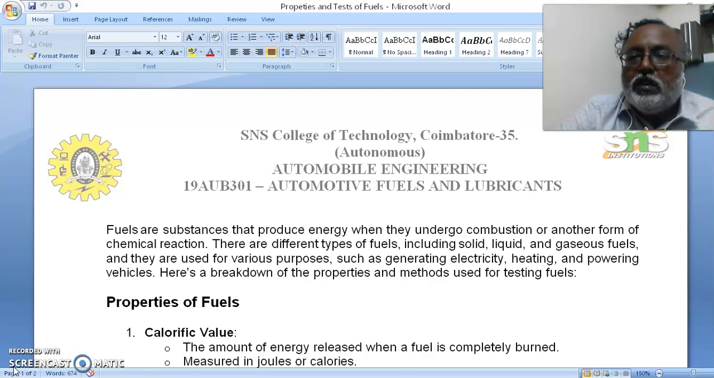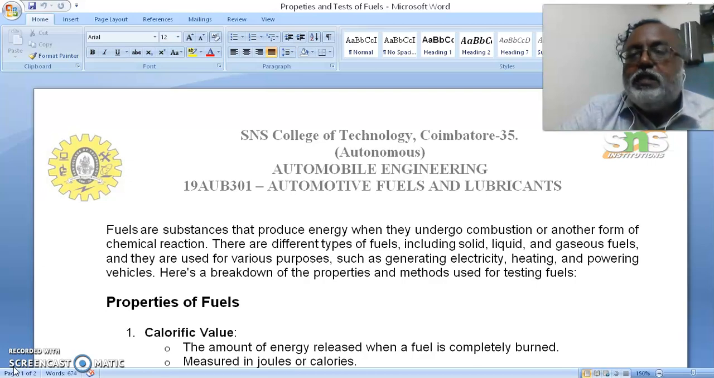So fuels are in different forms, either solid or liquid or gaseous, and they are used for various purposes such as generating electricity, heating and powering the vehicles.